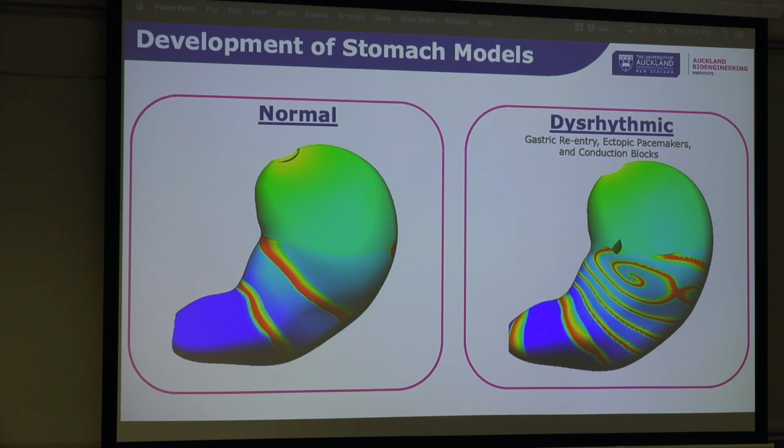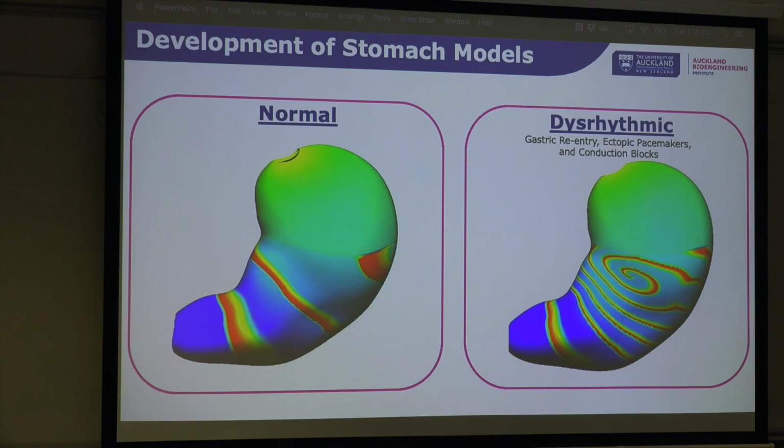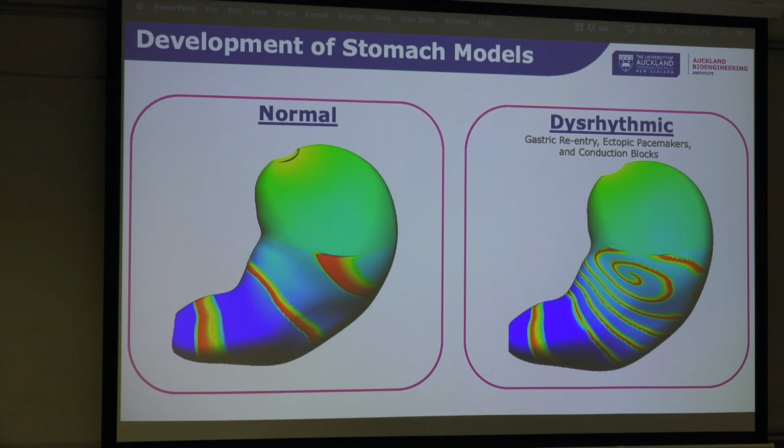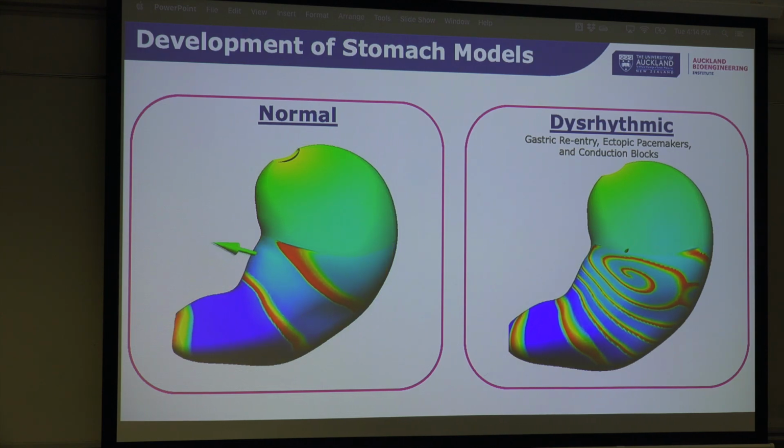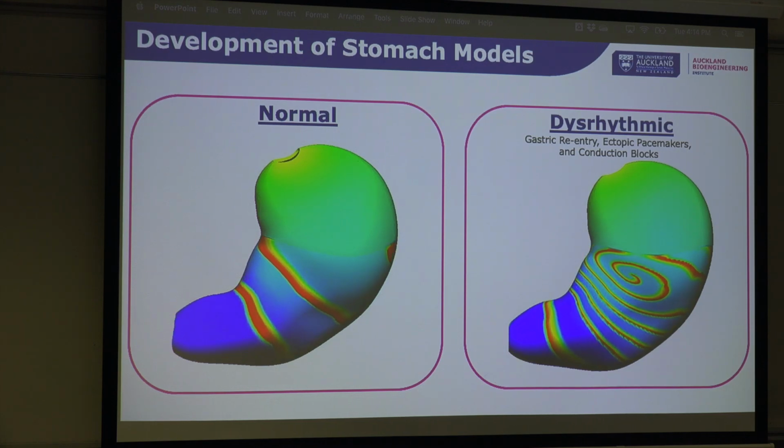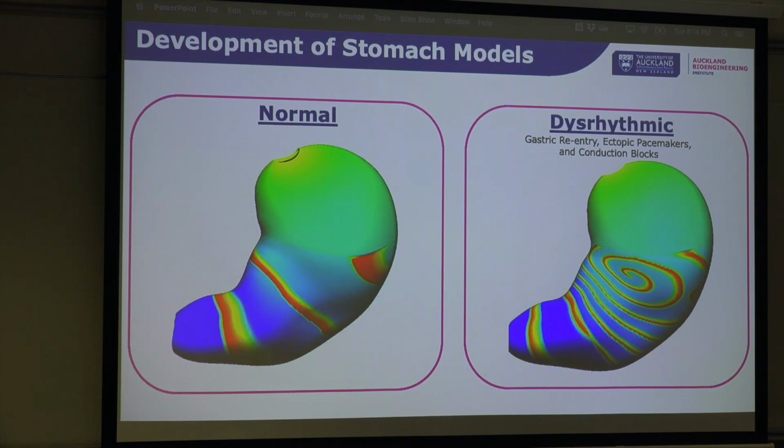What I'm showing you here is a gastric re-entry. Ectopic pacemakers is simply another activation site on the stomach. And finally, conduction blocks are portions of the stomach that won't conduct any electrical propagation.